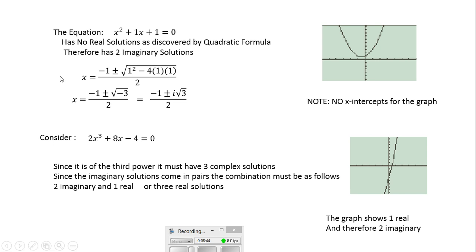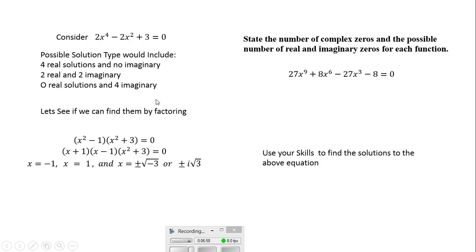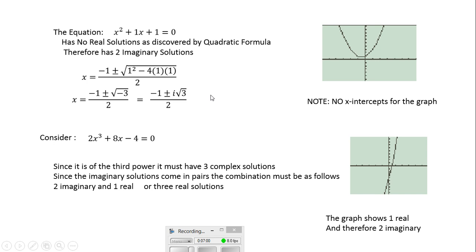And they are, as indicated here, -1 plus i root 3 over 2 and -1 minus i root 3 over 2. Actually, written as a complex number, we probably should say -1/2 plus 1/2 i root 3, and -1/2 minus 1/2 i root 3.